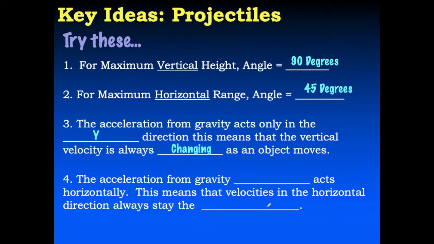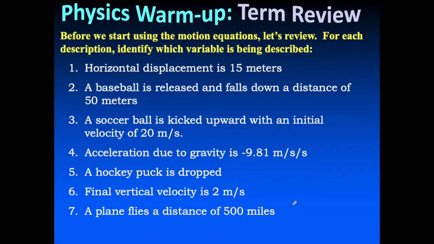Number 4 is important. The acceleration from gravity never acts horizontally. So when you throw something and it's going through the air, gravity doesn't affect its side-to-side velocity at all. And somebody might say, but I notice it slows down a little bit. Well, if it ever slows down side to side, it's due to the air resistance. But gravity does not act side to side. That would be kind of a strange planet if it did, because you'd throw something and it would actually gain speed as it traveled horizontally, and that's just not what we see. It says this means that the velocities in the horizontal direction always stay the same, or you could say horizontally the velocities are constant.